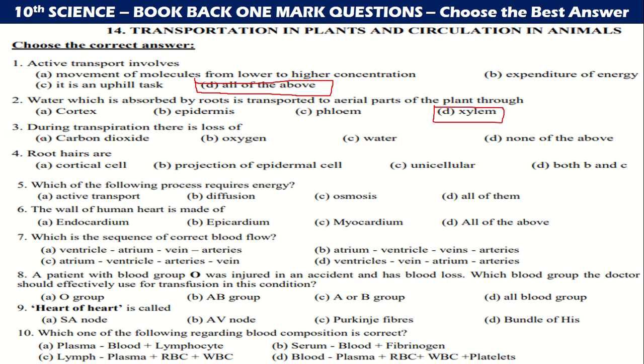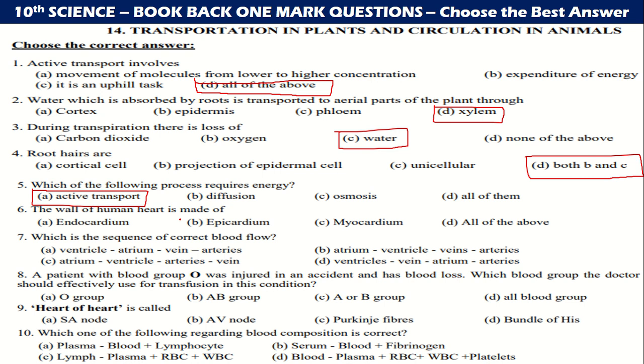Then goes to during transpiration there is a loss of water. Water is the loss. Then root hairs are dash. That is both B and C are there in that one. So let us do that one. Which of the following processes require energy? The process which requires energy is active transport. Active transport requires energy.